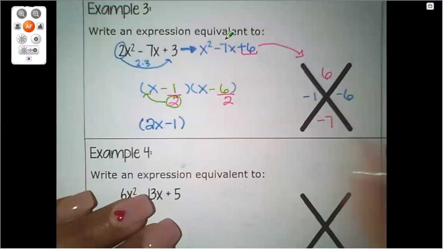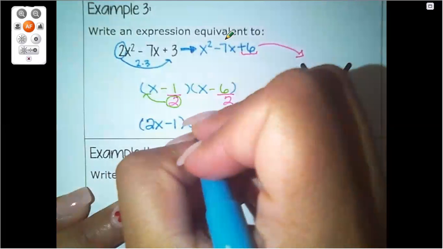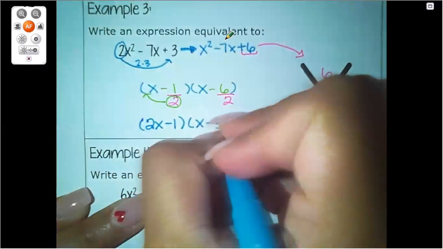So 2x minus, wow, thanks for that comment. That's why you're the one that got kidnapped. And 6 divided by 2 is what? I think you're sucking up. 6 divided by 2 is what? Thank you. 3.